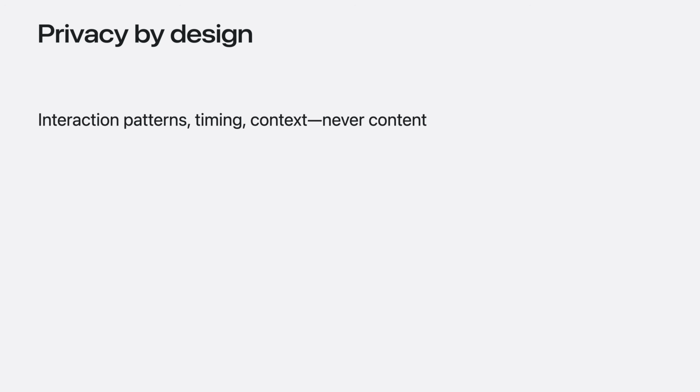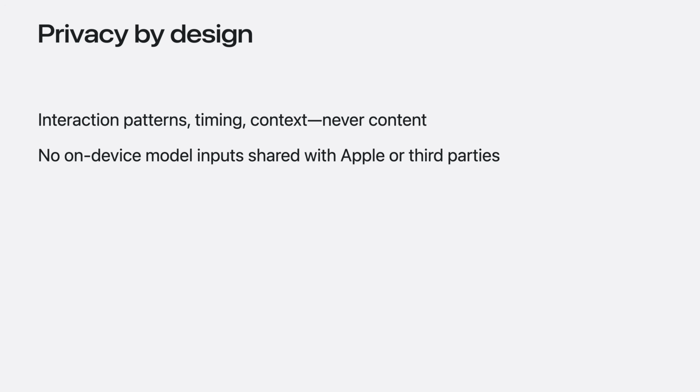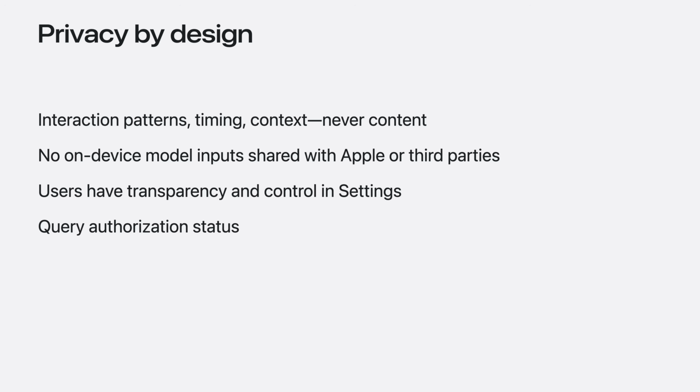Trust Insights analyzes interaction patterns, timing, context, and basic sensor data. Never content within photos, messages, or mail. None of these device-derived signals are shared with Apple or third parties. Users have full control and can disable Trust Insights within settings. A cooldown period may apply after disabling to protect users who may have themselves been coached into turning it off. You should query authorization status to check whether the user has Trust Insights enabled for your app.